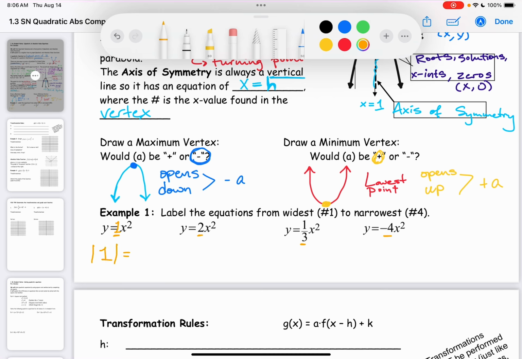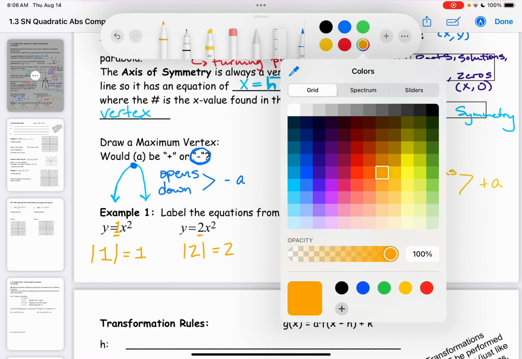So the absolute value of 1 is 1. The absolute value of 2 is 2. The absolute value of 1/3 is 1/3. And the absolute value of -4 is 4. Remember, absolute value, if you think about it on a number line, just means how far away from 0 this number is. And so absolute value is always going to be positive. And again, it's just representing the distance from 0.